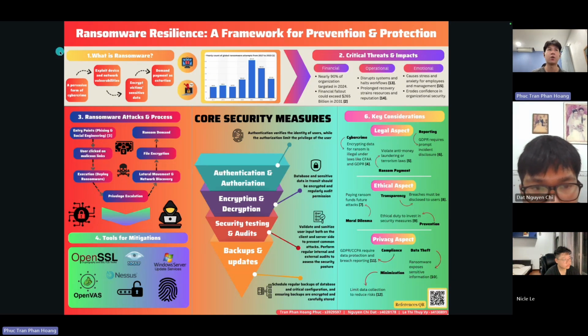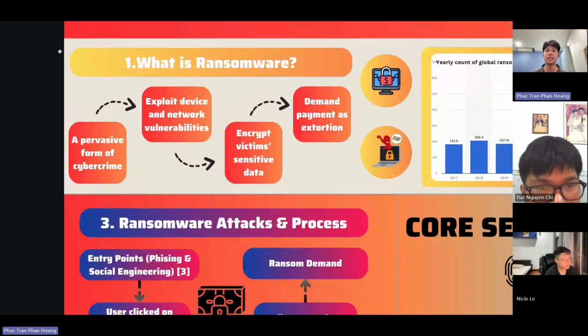So for the first section, what exactly is ransomware? Ransomware is a type of malware that exploits vulnerabilities within devices and networks. It's a pervasive form of cybercrime, and it's growing, encrypting sensitive data and demanding payments in exchange for its release. The growing sophistication of these attacks has made ransomware a major threat to organizations all across the globe.